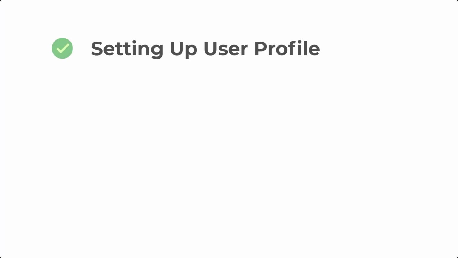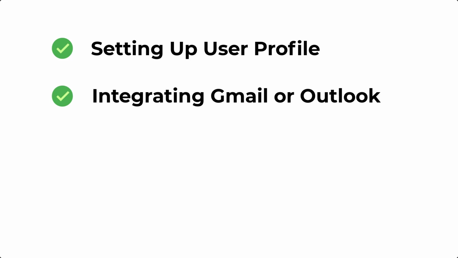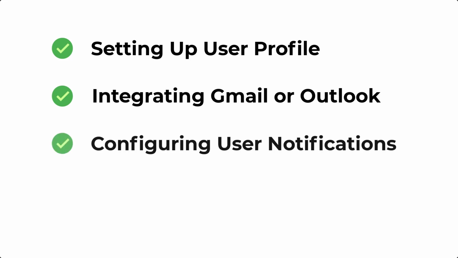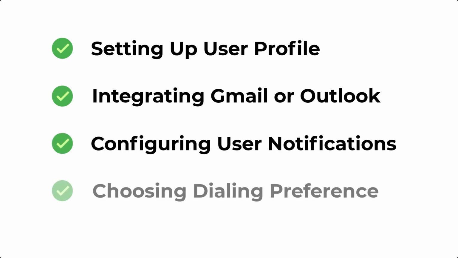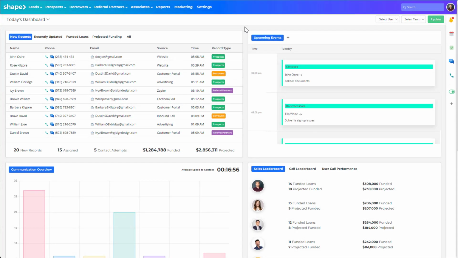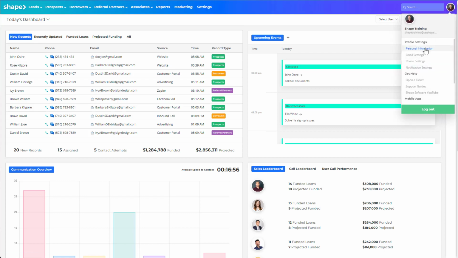In this video, we'll be covering setting up your user profile in Shape software. This includes integrating your Gmail or Outlook, setting user notifications, and choosing your outbound calling preference. Starting from your dashboard, click your profile picture in the top right corner and choose Personal Information.